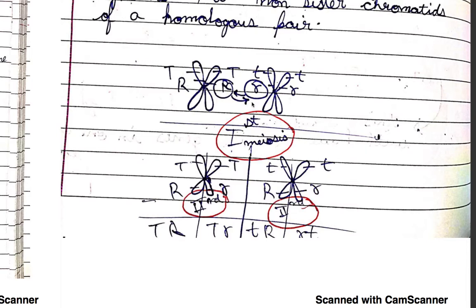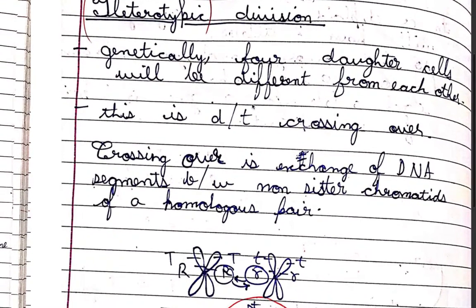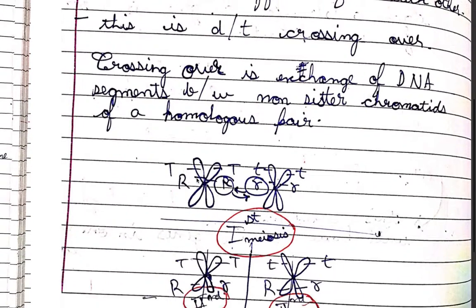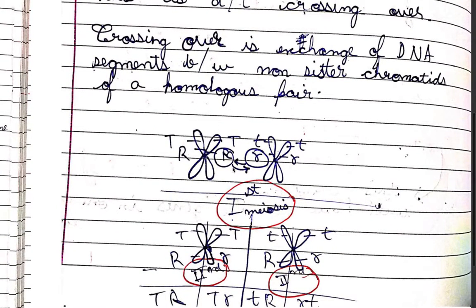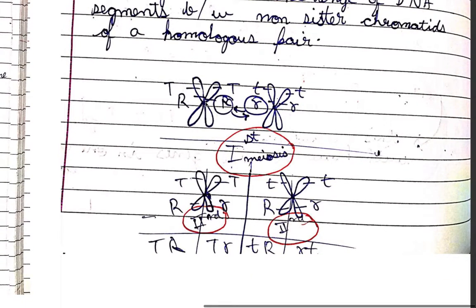Crisscross, the change in the crossing over, is the exchange of DNA segments. These are capital and small r. These two segments are exchanged between the non-sister chromatids. These are non-sister chromatids, not the chromatids of the same chromosome. And it will form a heterologous pair.